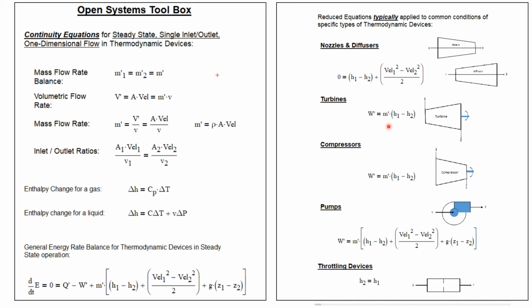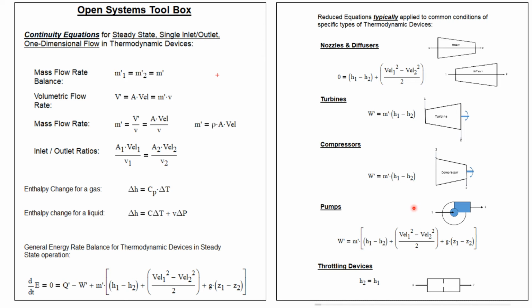Now, with turbines, if we ignore changes in kinetic and potential energy, which are usually small, and also if we ignore heat transfer between the turbine and the surroundings, we get a very simple energy balance, that the power output of a turbine is just the mass flow rate times H1 minus H2. Compressors, we get the same equation if we make the same assumptions. If there's no significant heat transfer or change in kinetic or potential energy, then the power requirement of the compressor is just the mass flow rate times H1 minus H2.